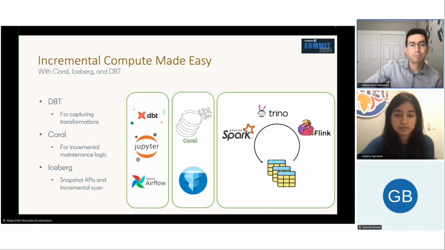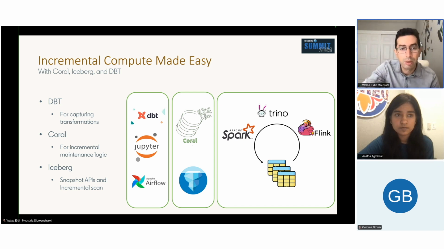So the key components that we introduce into this user experience to make it happen are two things. Basically, we leverage Iceberg for its capability of providing ACID guarantees and consequently snapshot APIs and incremental scans. And we leverage Coral for its ability to express logic and model it in an abstract way through an intermediate representation, and then rewrite that logic to an incremental version of the original logic. So we're going to see more details about this throughout the slides.